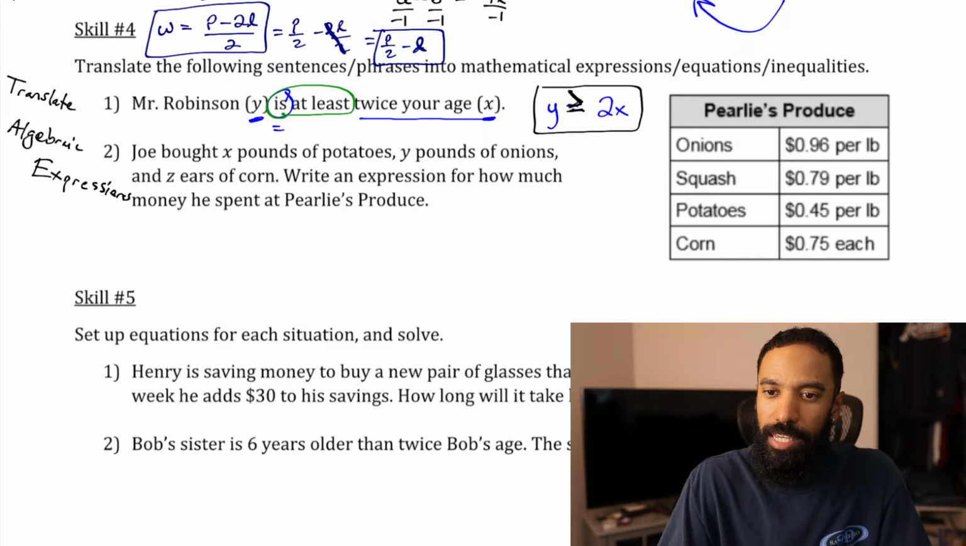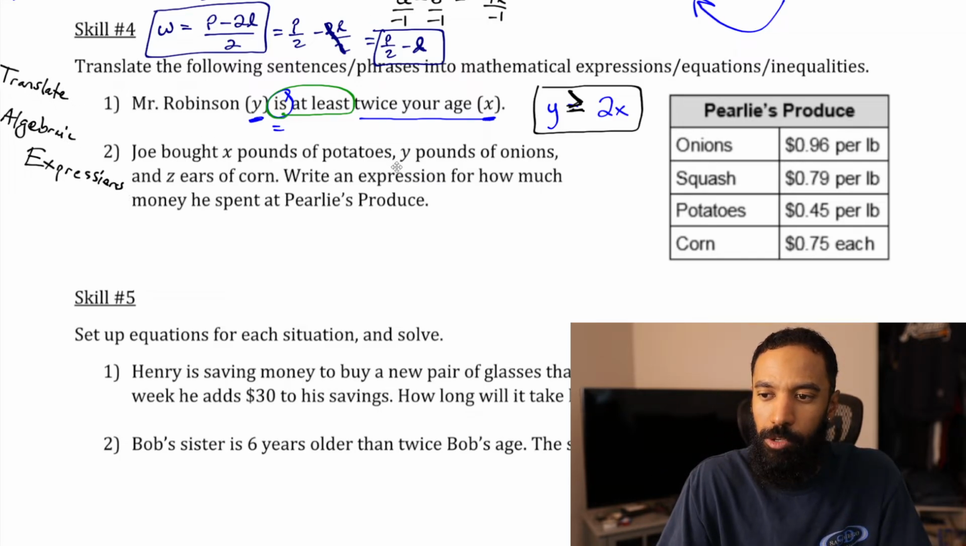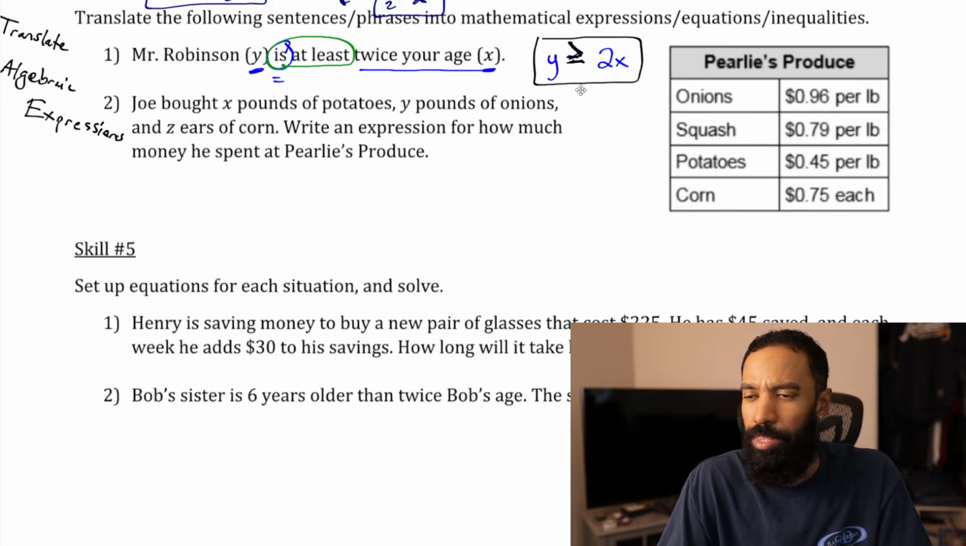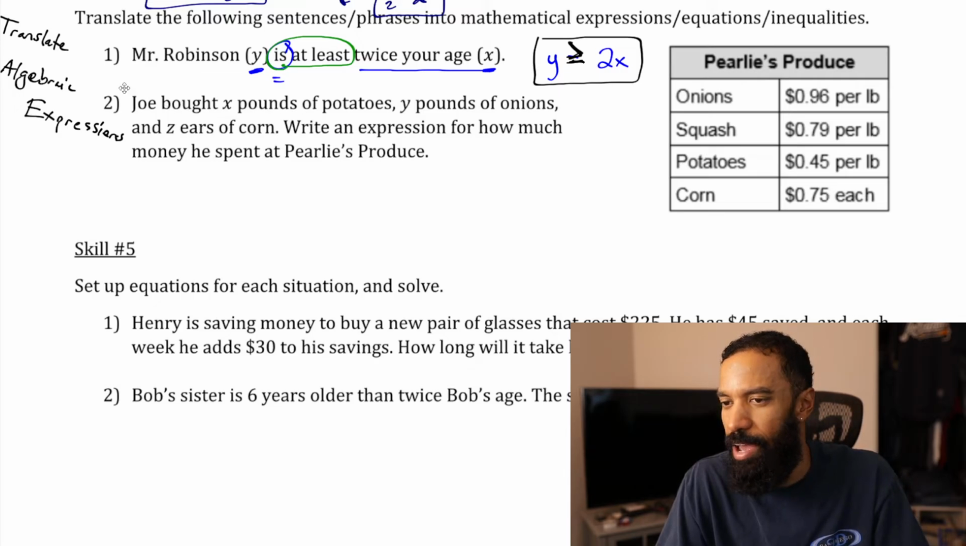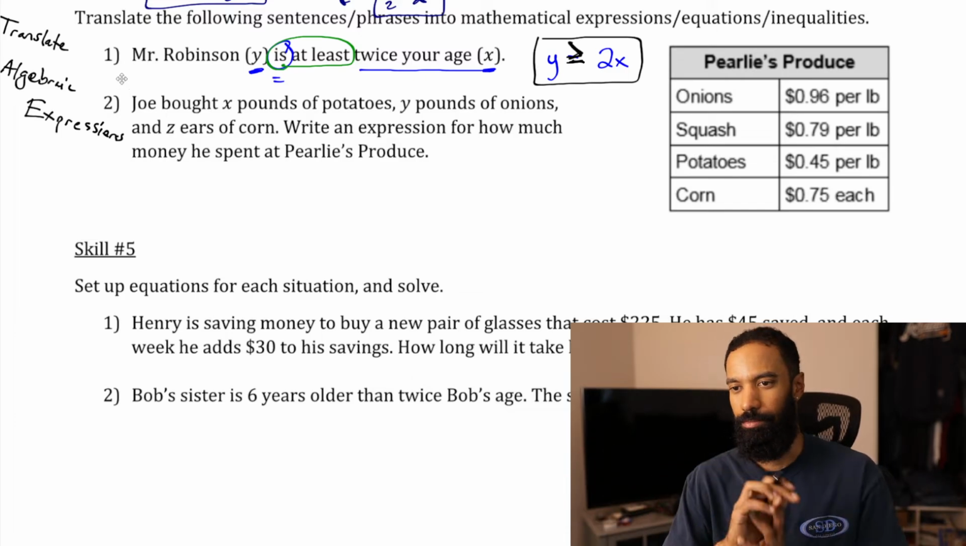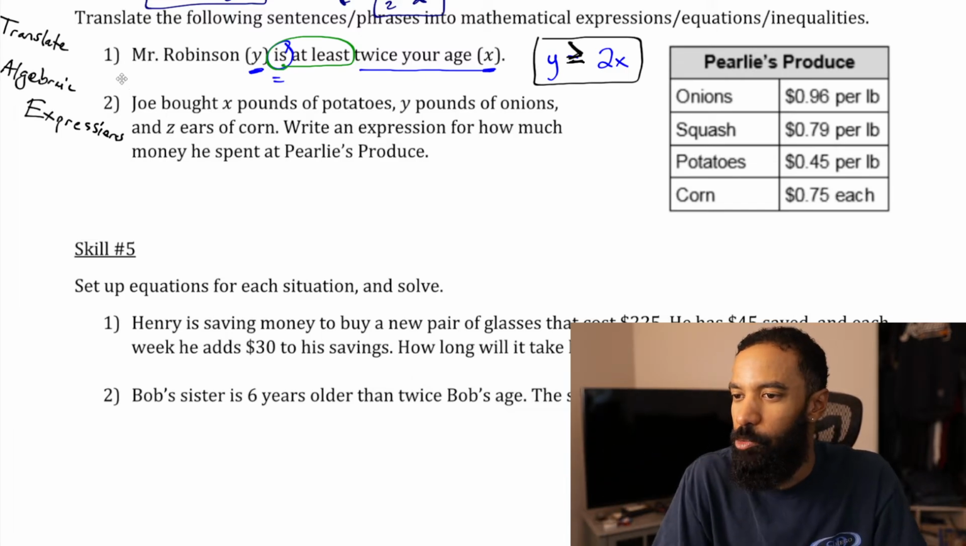Okay, second one right here. Joe bought X pounds of potatoes. So we're looking at this table over here, Pearlie's Produce. Joe bought, you know what? I'm not going to do a second video with this. You can fast forward and watch them. We're there. Joe bought X pounds of potatoes, Y pounds of onions, and Z ears of corn. Sorry. Write an expression for how much money he spent at Pearlie's Produce.